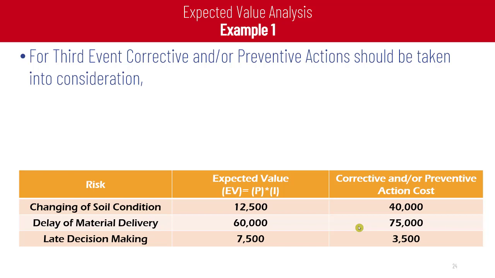In this case, for the third event, corrective and preventive action should be taken. Why should it be taken? Because the corrective action is less in value than the expected value itself. So it's better to take the corrective action to prevent the risk from happening. But for the first and the second risk, the corrective action is larger in value than the expected value. So it's better to leave the risk to happen and then pay whatever the expected value of the risk is. In this case, this would be a lower value than the corrective or preventive action.